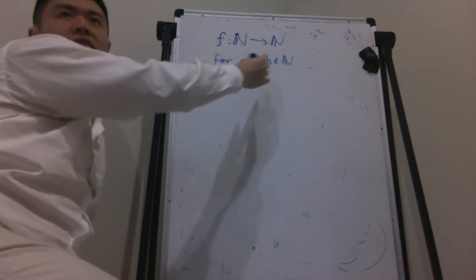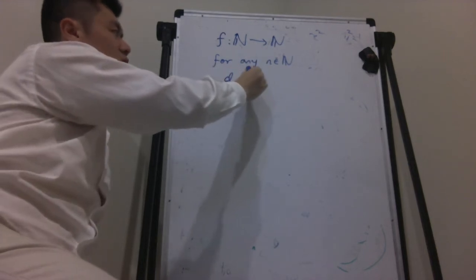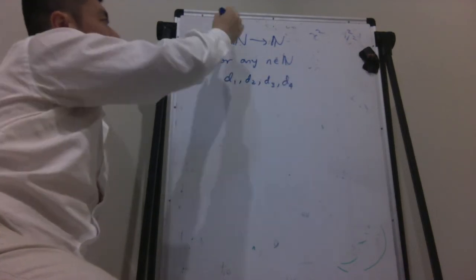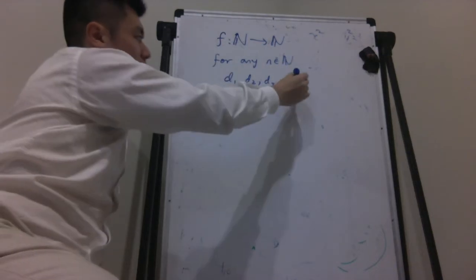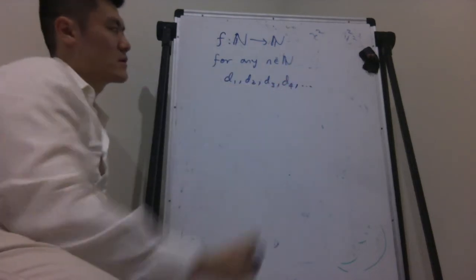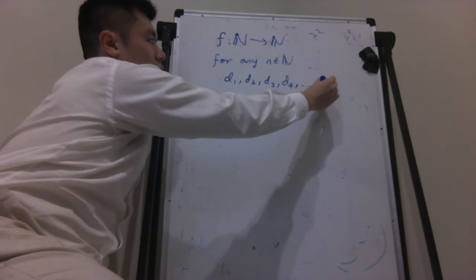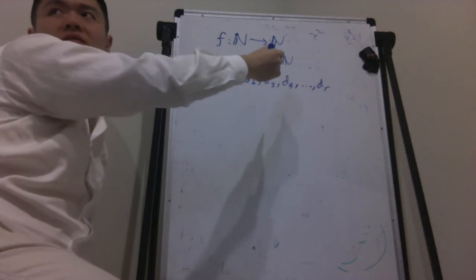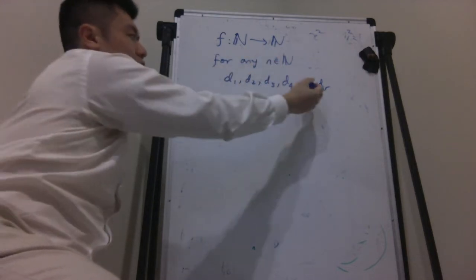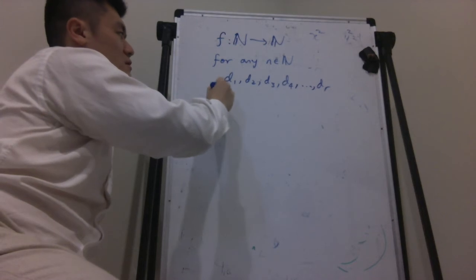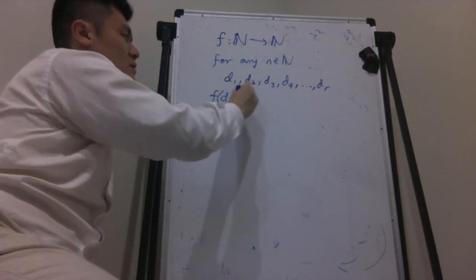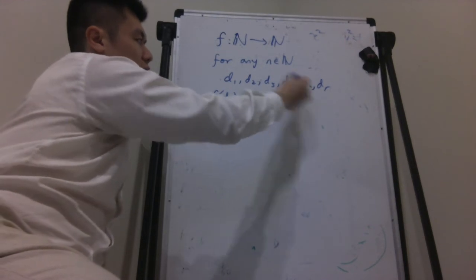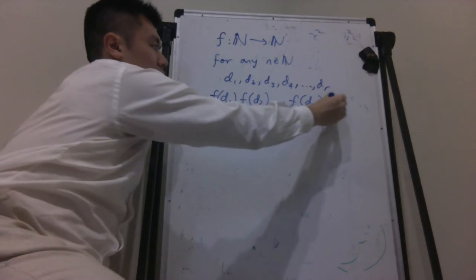Okay, so for any n, if d1, d2, d3, d4 are the list of positive divisors of n, right? If that's the list of positive divisors of n, then the function has to satisfy f of d1 times f of d2 times all these together, f of dr, is equal to n.